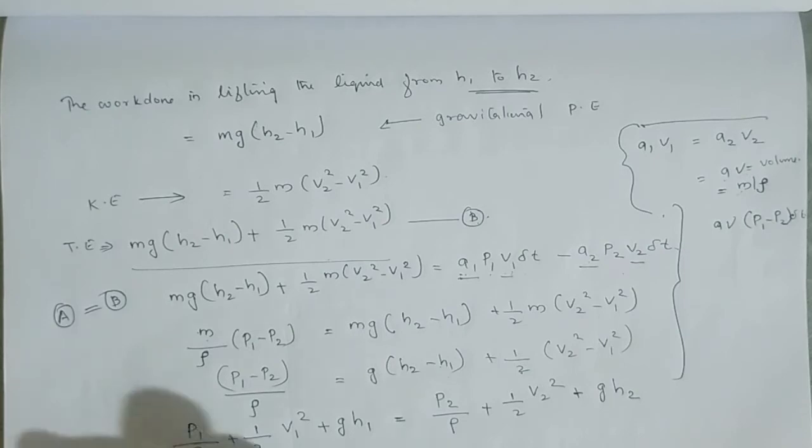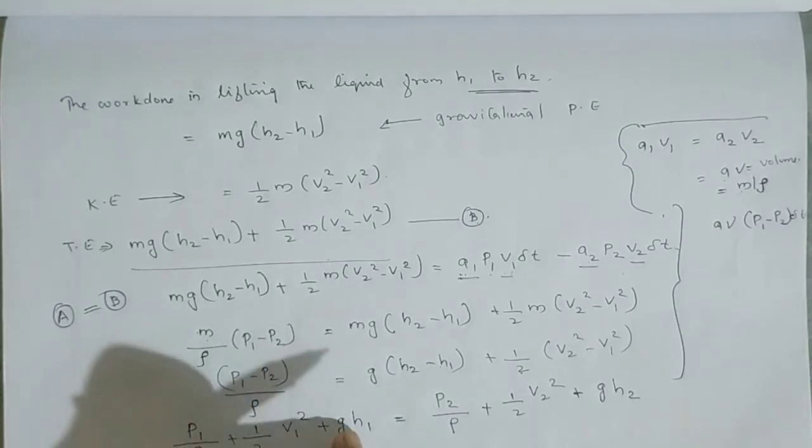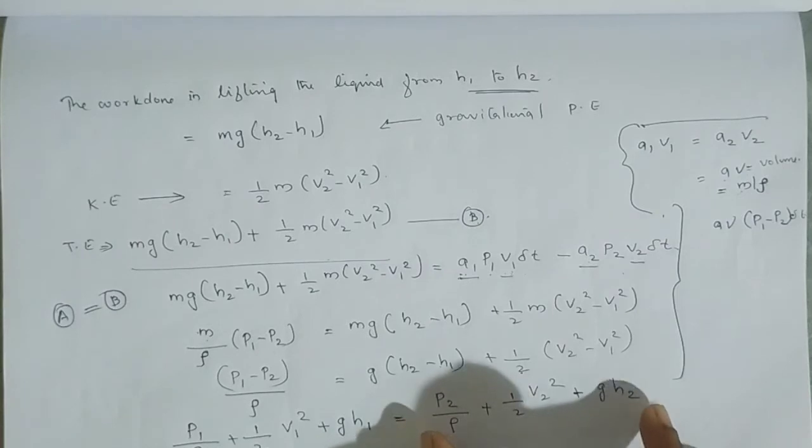Okay, now you understand, this is the total energy. There is pressure energy, kinetic energy and potential energy at the end A, and here it is at the end B. So the equation states that in a streamlined flow of the liquid the total energy remains constant. This is the total energy at the end A, this is the total energy at the end B.